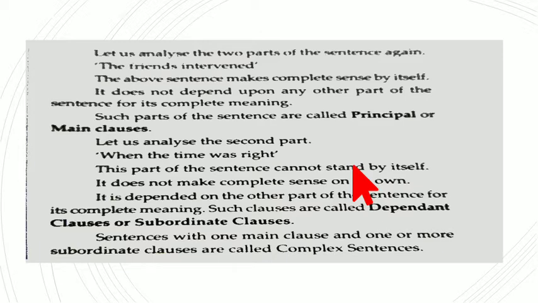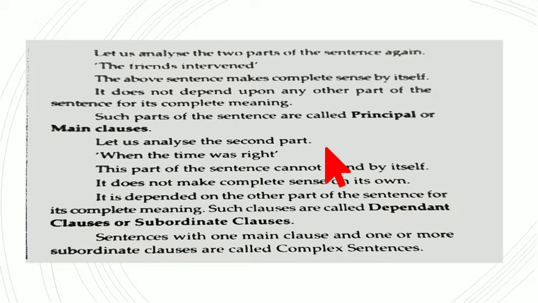Now children, what do we understand here? That a group of words which has a subject and predicate of its own and has complete meaning is the main clause, and the rest, where the meaning is incomplete, is not. For example, here: when the time was right. Now what is when the time was right? We don't know. So here the sentence is incomplete. So that is the dependent clause or the subordinate clause.